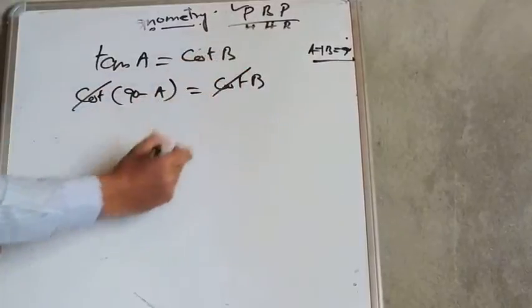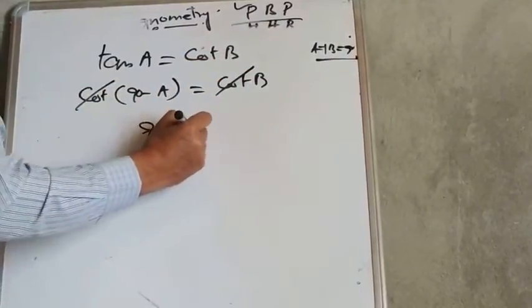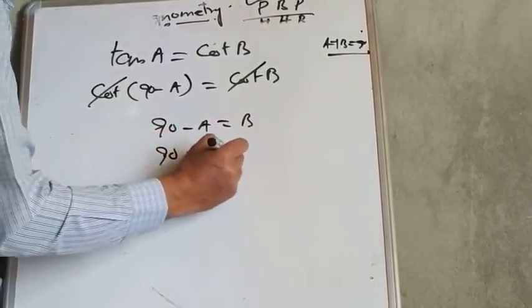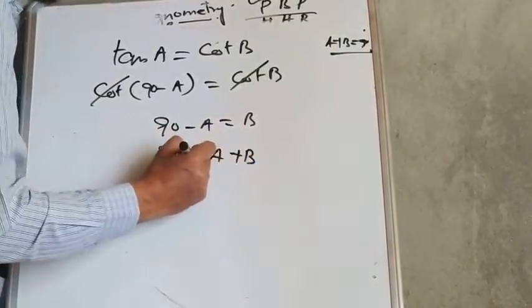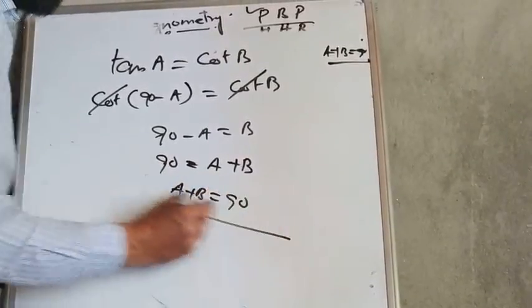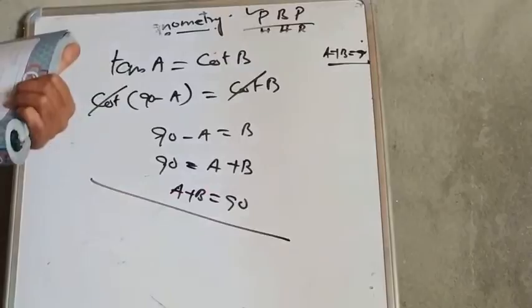Cot and cot will go. 90 minus A is equivalent to B. So 90 is equivalent to A plus B. So this is your answer. Or you can write A plus B is equivalent to 90 degrees. This was question number 4.